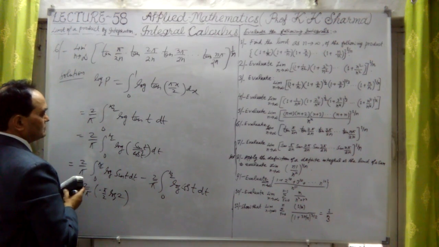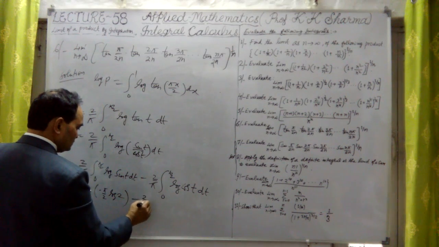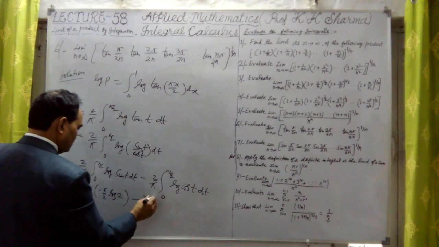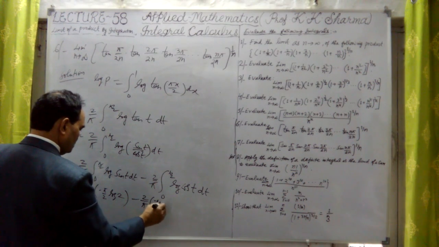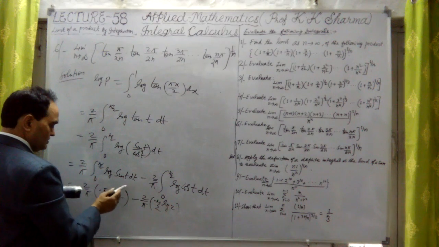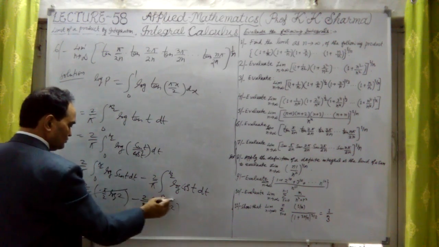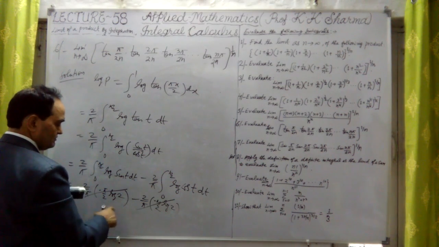Let me separately solve it. But these two cancel out, because it is 2 upon pi into the same value, minus pi upon 2 log 2, but the same value. This is minus sign, this is plus sign. These two we cancel out.